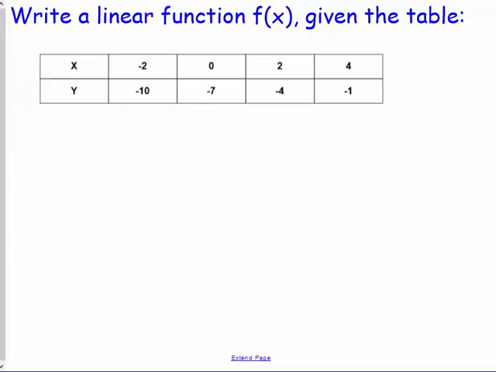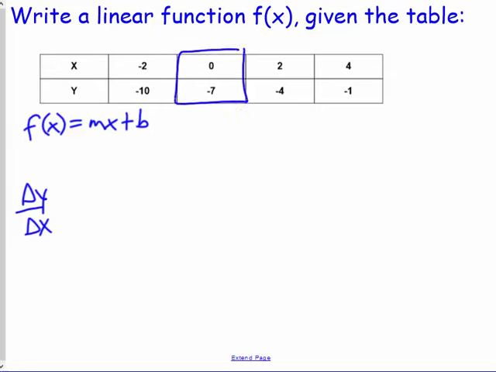In this case, it says write a linear function f of x given the table. So again, things that we've done before that you can do. Again, we just need to find m and b. So I'm saying, okay, f of x equals mx plus b. I need the change in y over the change in x, and I need a starting point. One thing that we've talked about quite a bit as far as a y-intercept, remember, whenever x is 0, I'm at that starting point. I'm at that y-intercept. So in that case, when x is 0, we see that y is -7. So that tells me that my b is -7.